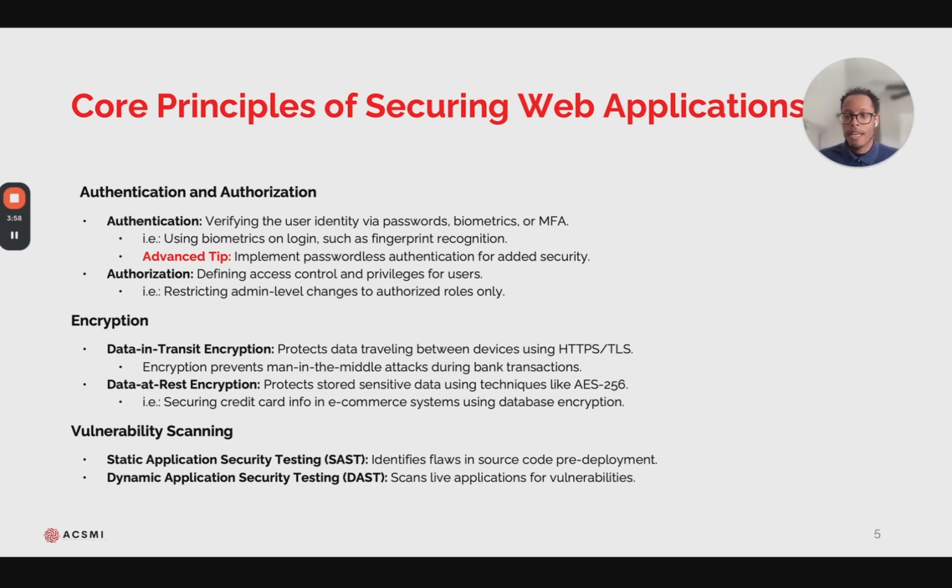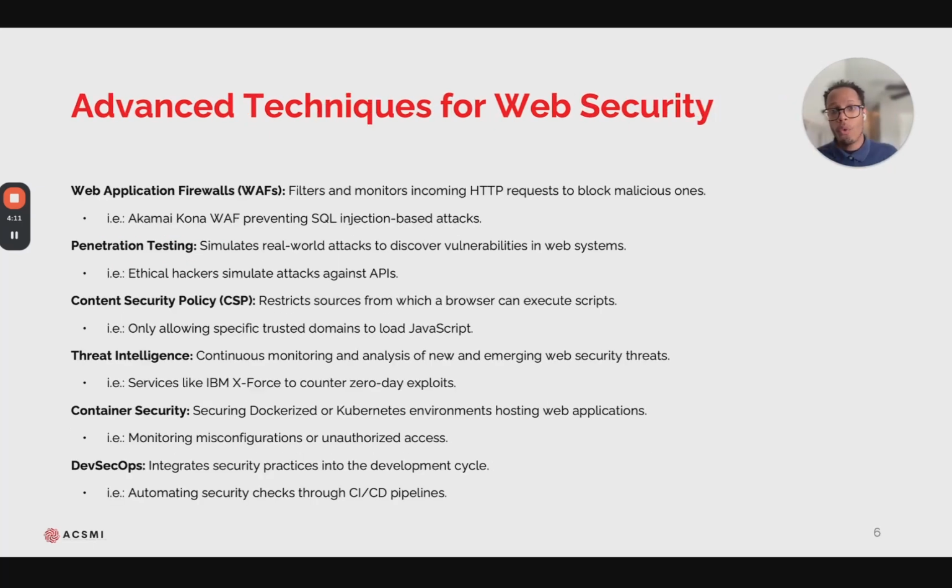Okay. Now, vulnerability scanning. This is another way. We talked about SAST and DAST, and that's all we're really trying to do: either find the flaws in the code pre-deployment with SAST or live with DAST. Advanced techniques for web security, we talked about these before, right? Your web application firewalls. This is a way that you can prevent injection attacks. You can base whatever that rule is off of something, off of content, if you will.